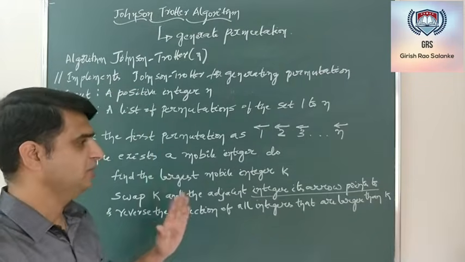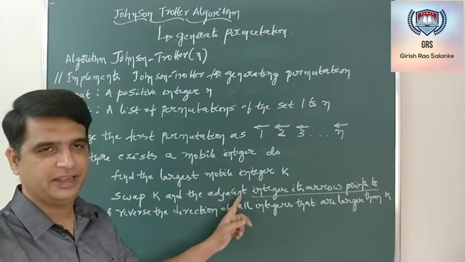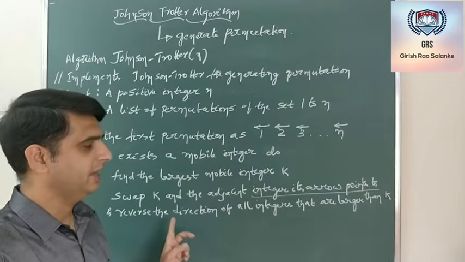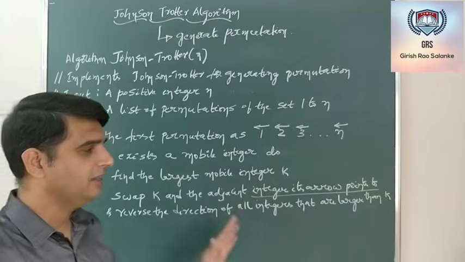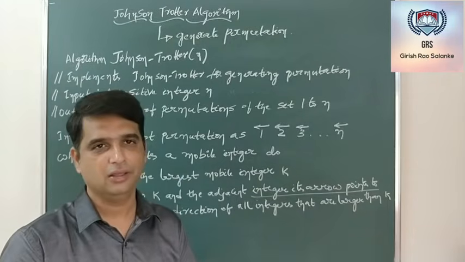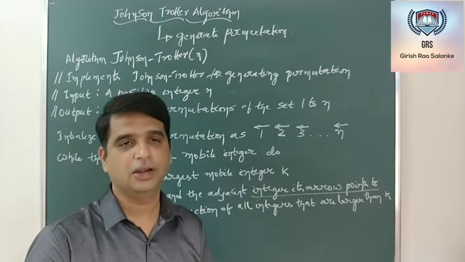Please note that once you swap k and the adjacent integer, you should reverse the direction of all the integers that are greater than k. So this was about the Johnson-Trotter algorithm.